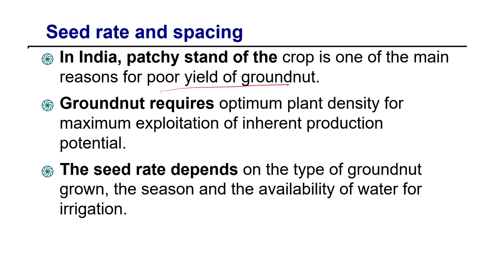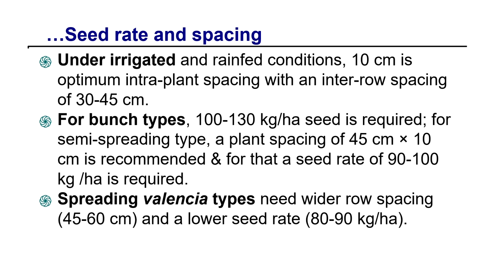So groundnut requires optimum plant density for maximum exploitation of inherent production potential. The seed rate depends on the type of groundnut grown, the season and the availability of water for irrigation. Under irrigated and rain-fed conditions, 10 centimeter is the optimum intra-plant spacing. Intra-plant spacing means within the row spacing, how far each plant is from the other, with an inter-row spacing of 30 to 45 centimeter. In some cases, it can be 30 centimeter. In other cases, it can be 45 centimeter, depending upon the varieties, soil and climatic conditions.